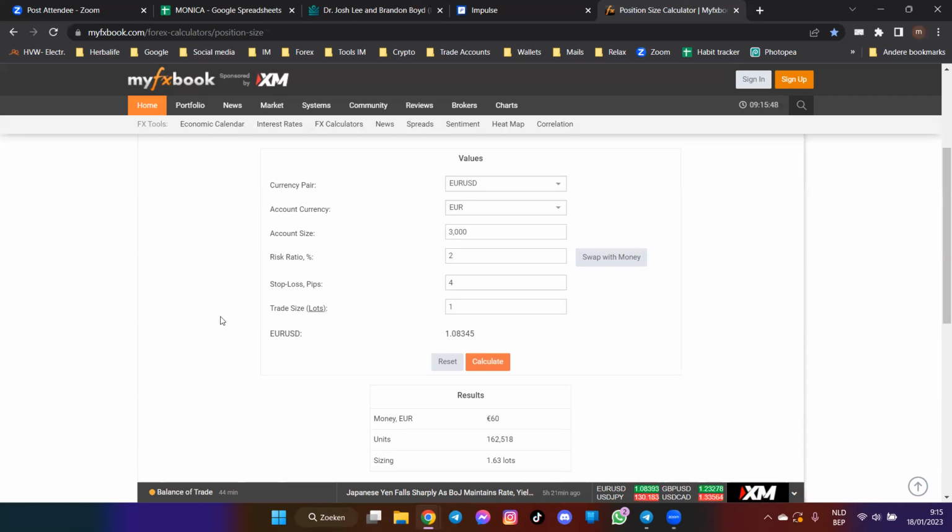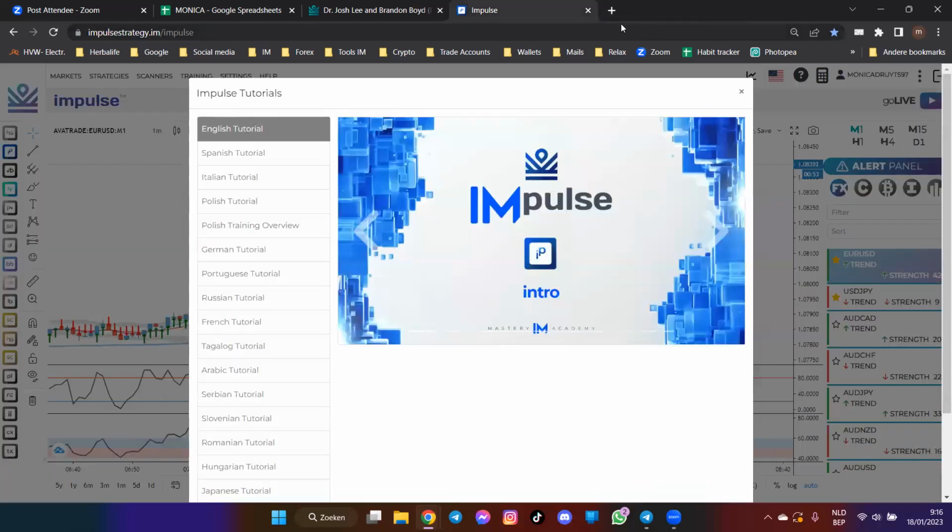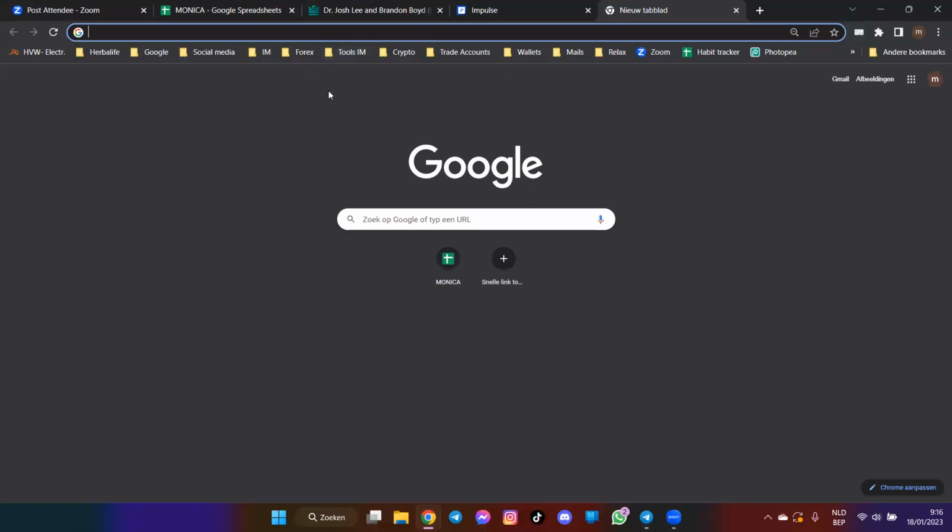So I can do it at the same time that I'm trading. I can choose what lot size I pick because I did my preparation. Everything is there. Clear? Okay. First of all, before I start, I also write the news down.